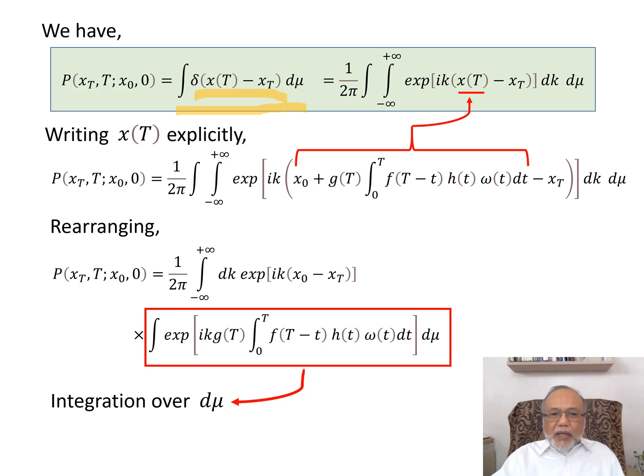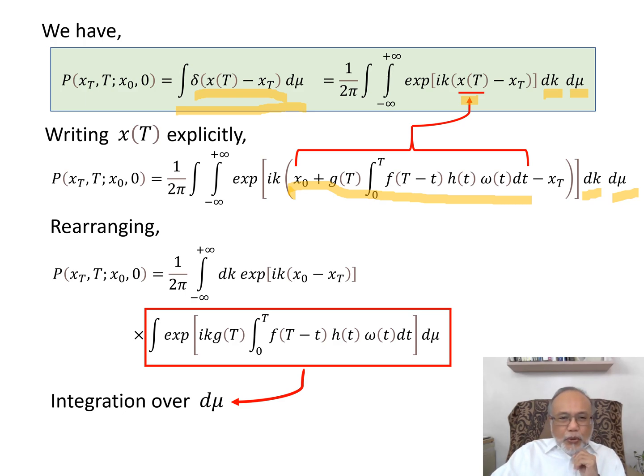Since we express the delta function in terms of its Fourier representation, it introduces an additional integral, the integral over dk, aside from the original integration over the Gaussian white noise measure. Again, we could write this explicitly, since the x of t is actually the initial point plus our fluctuation. Now we can proceed with our calculation. If we can do these two integrals, the integral over dk and the integral over d mu, then we're done. We're happy and we can celebrate.